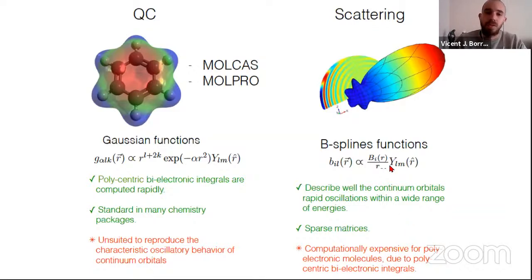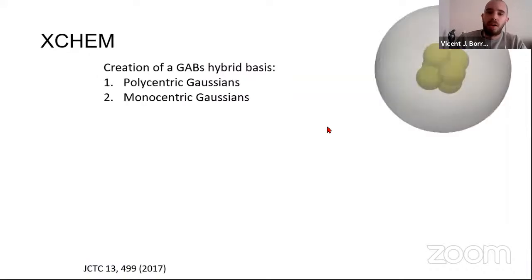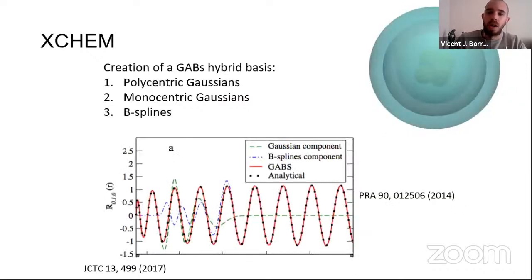So what the XChem code does is to benefit from both of them and construct what we call a GABS hybrid basis. That is a Gaussian and B-spline basis. This basis is constructed with polycentric Gaussians centered at the atomic positions, as you can see in this schema. We also have monocentric Gaussians centered at the center of mass of the molecule. And these monocentric Gaussians overlap with the polycentric Gaussians and go a little bit further. On top of that, we put B-splines starting at some point, which we call R0. And the key point here is that the polycentric Gaussians don't overlap, don't touch the B-splines. So we can neglect the integrals between polycentric Gaussians and B-splines.